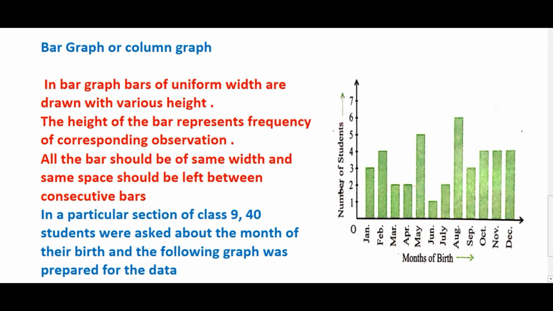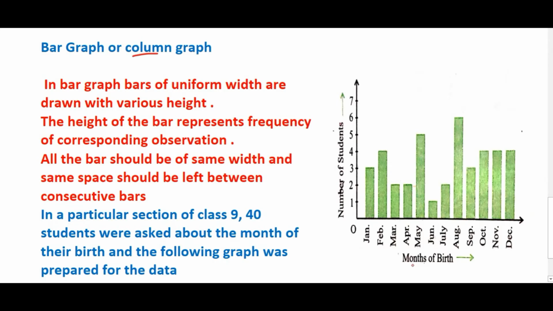So here you can see a bar graph. First we will learn about bar graph. The other name for bar graph is column graph. So here you can see one bar graph. In a particular section of class 9, 40 students were asked about the month of their birth and the following graph was prepared for this data.